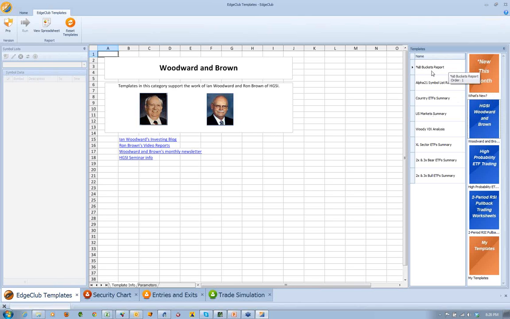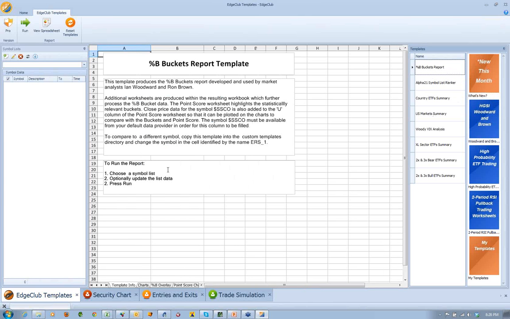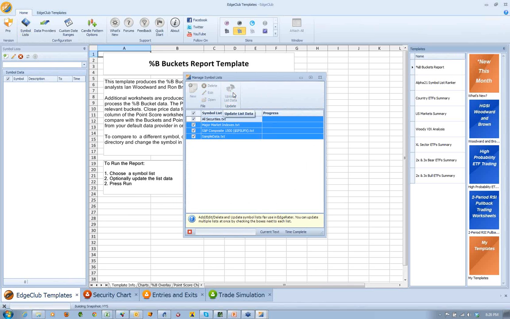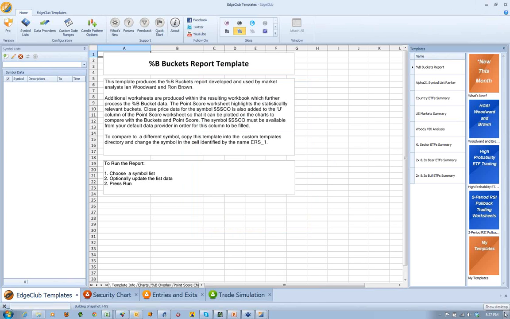All right, so I always do what's called the percent buckets report to get an idea of where the market is. So I'm just going to start here and update my data. It's all there. I'm going to go update. That's going to take a little bit of time because I've got all the securities. So I'm going to shut that down, and let's move forward.